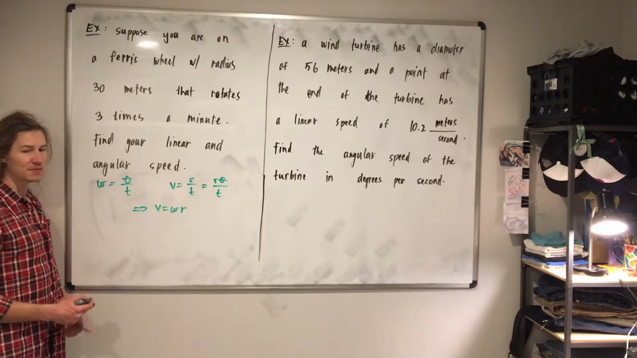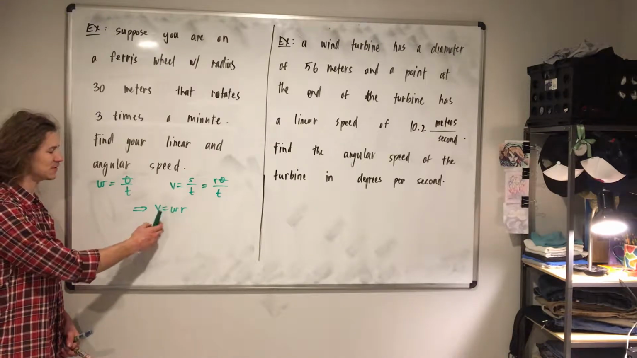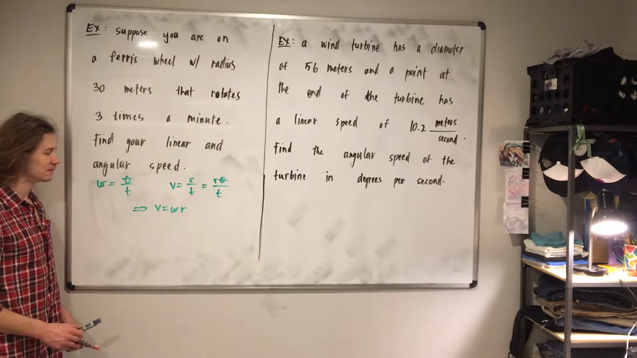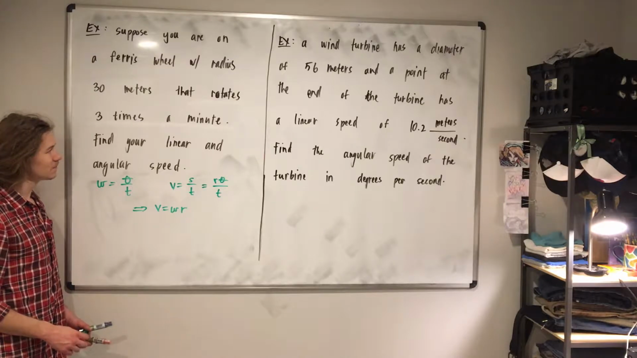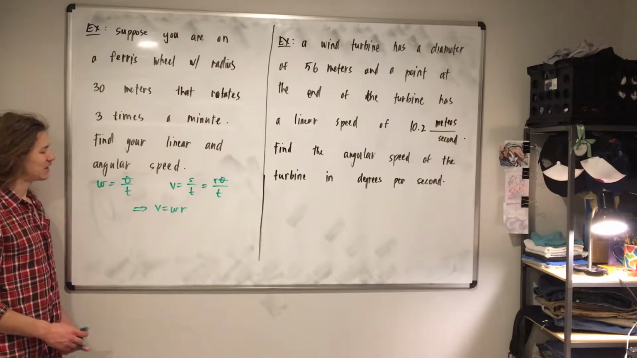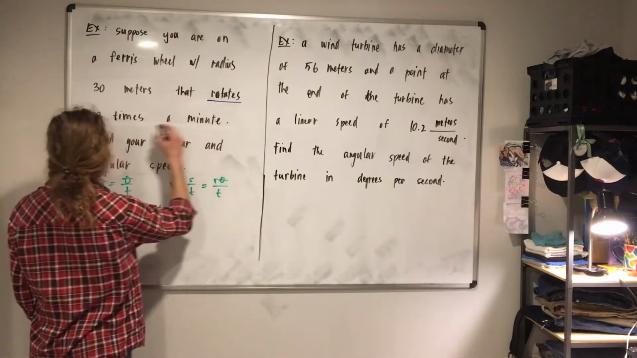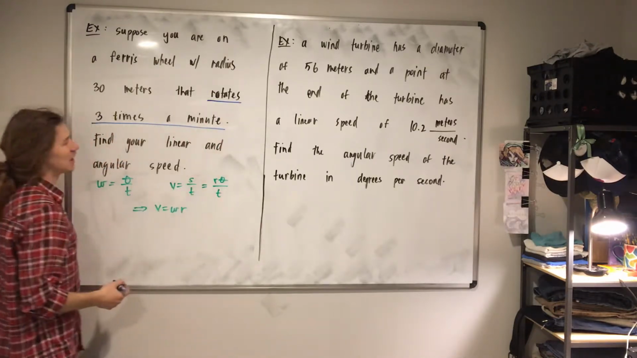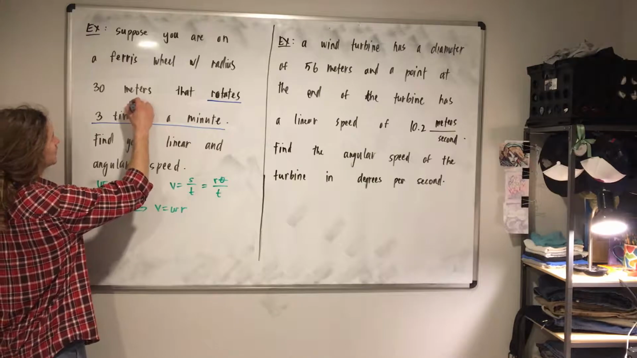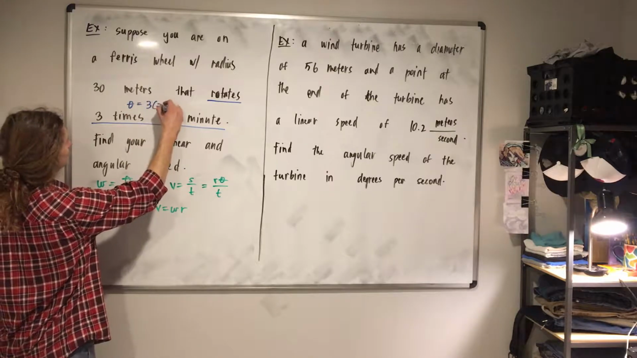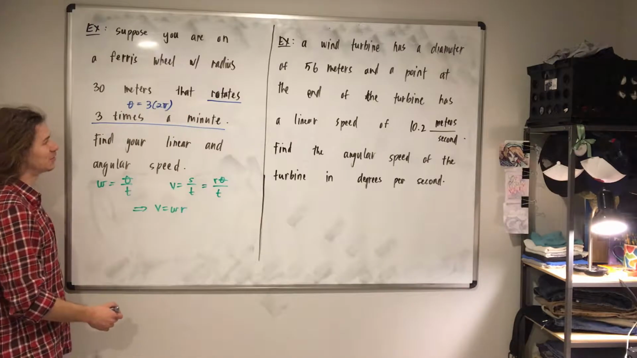So what we'll do to solve this problem is we'll first find the angular speed, and then we'll use that to find the linear speed. So how will we find our angular speed? Well, consider this piece of information that tells us we rotate 3 times a minute. That means that we could traverse, say, 3 times 2 pi radians in 1 minute.